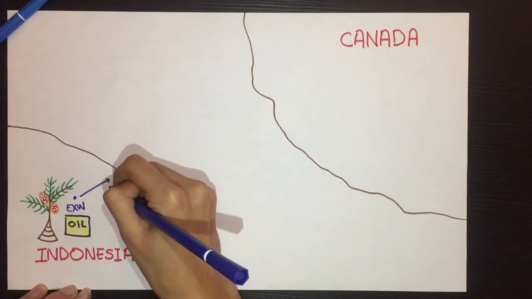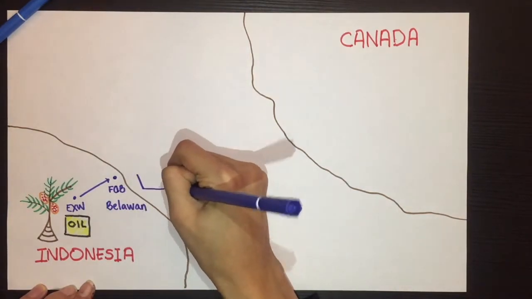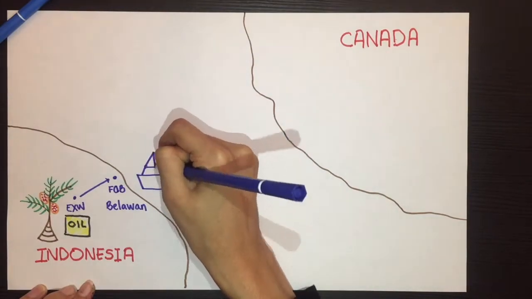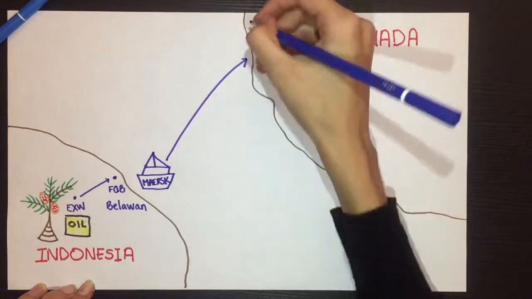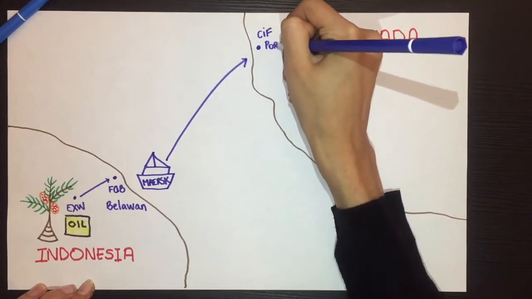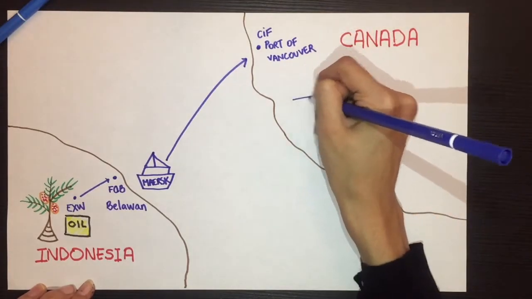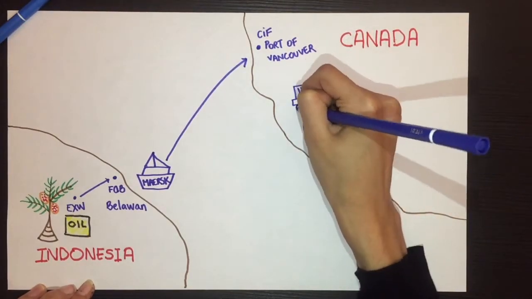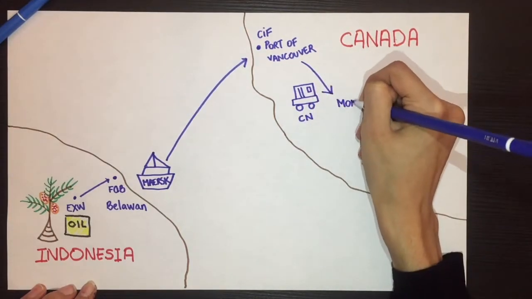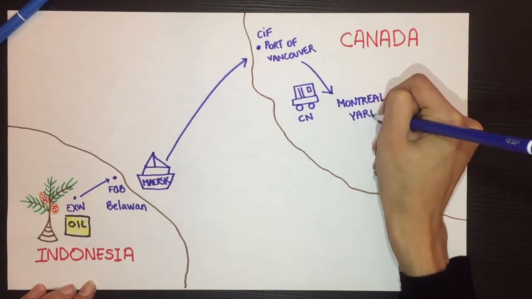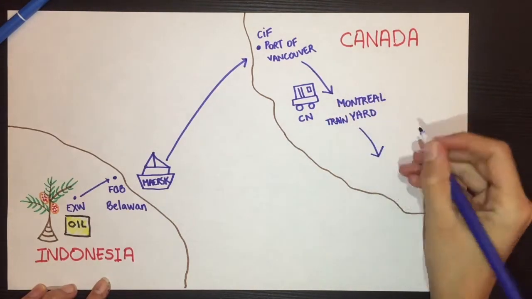As for logistics, we'll be shipping from the Port of Belawan, as we have been given the price of FOB Belawan. From the Port of Belawan, we will then load our cargo onto a ship transported by Maersk to the Port of Vancouver. Once it gets to Vancouver, we will then offload our cargo and put it on a train, transported by the CN to the Montreal train yard. And lastly, once it gets to the Montreal train yard, we can then transport it ourselves or through the help of another carrier to our warehouse or our factory.